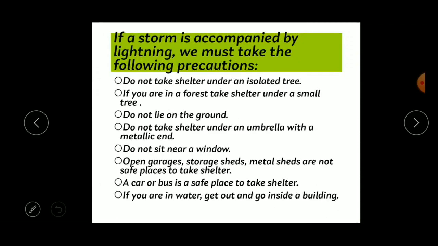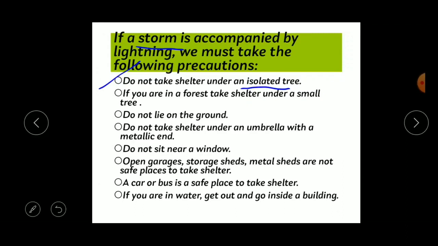Understood, children? Okay, now let's move to the next concept. If a thunderstorm is accompanied by lightning, we must take the following precautions. Storm and thunderstorm are one and the same. So in the time of thunderstorms, what are the things we have to keep in mind? What precautions can we take? The first one is, do not take shelter under an isolated tree. Avoid taking shelter under an isolated, that means a single, tree.